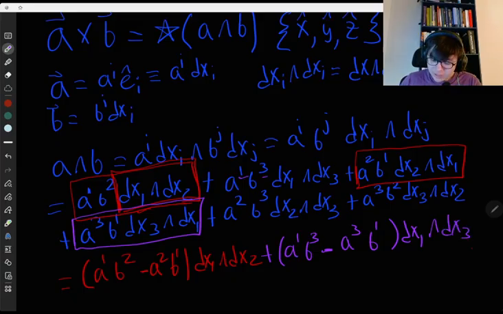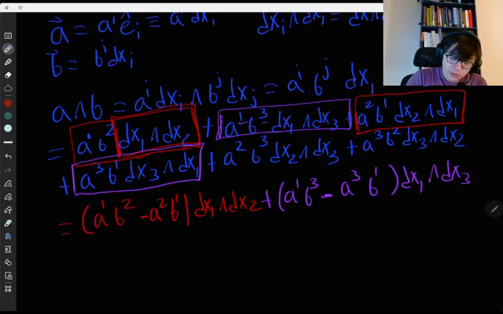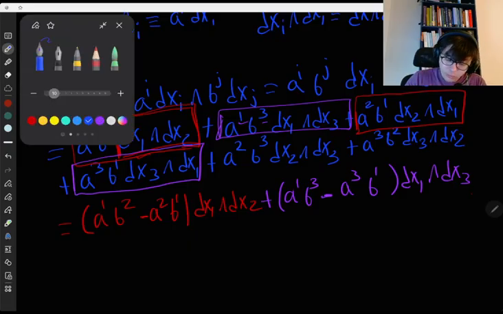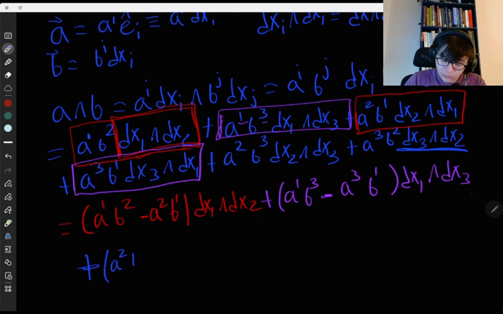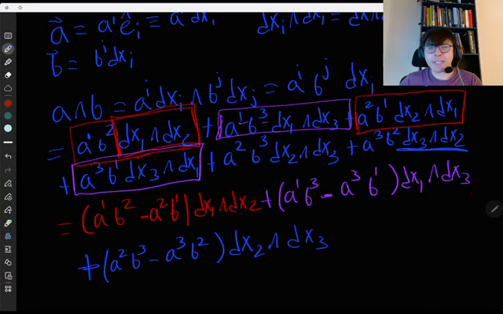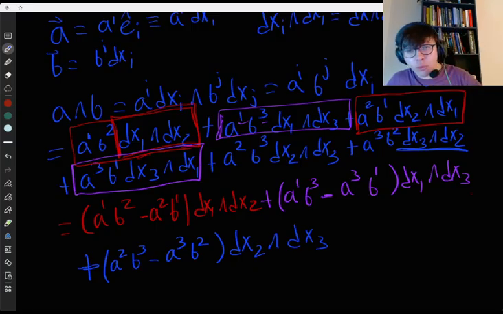Okay, finally we have the last one. So we've done this one, we're done with it. And finally we have that last one, which is 2, 3, 3, 2. So let's write this last one in blue. Plus, and of course we're going to simply flip this one around and write it as negative. So we're going to get a2 b3 minus a3 b2 dx2 wedge dx3.